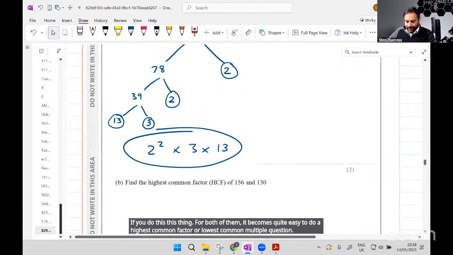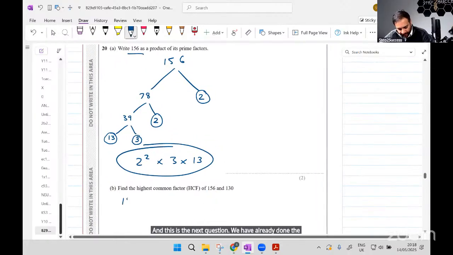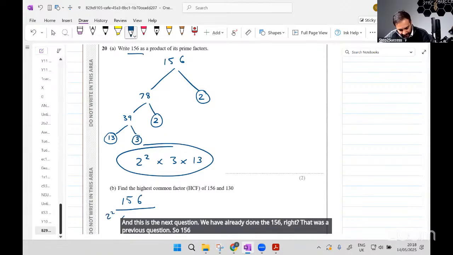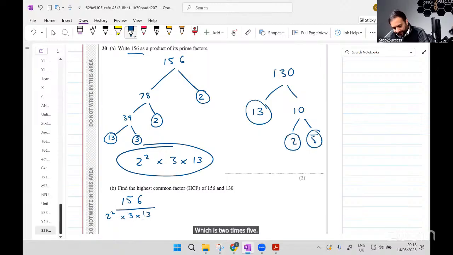And this is the next question. So we have already done the 156, right? That was the previous question. So 156 is 2 squared times 3 times 13. I need to do the same for 130, so I'm just going to do that over here. 130 is 13 times 10, which is 2 times 5, and 13 is a prime number as well. So 130 is 2 times 5 times 13.